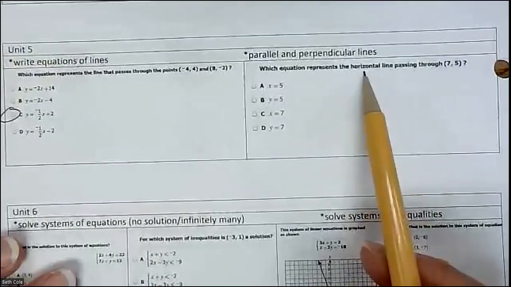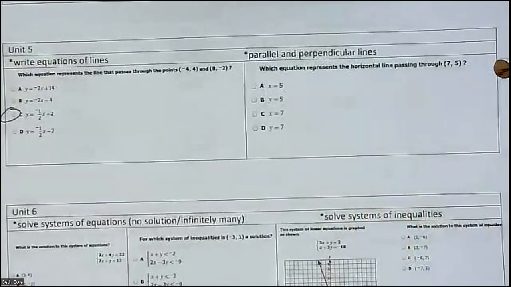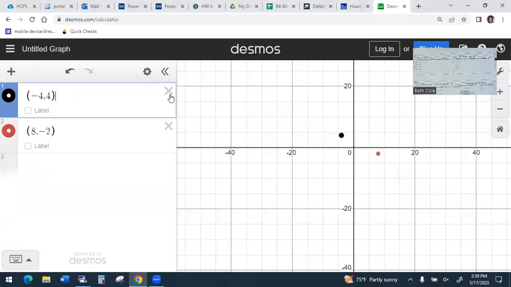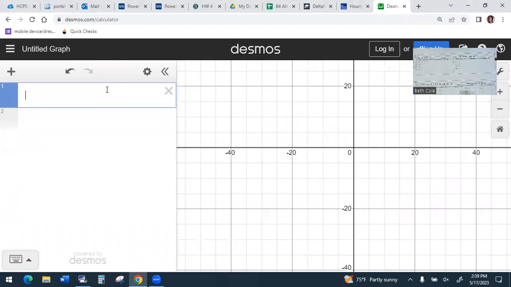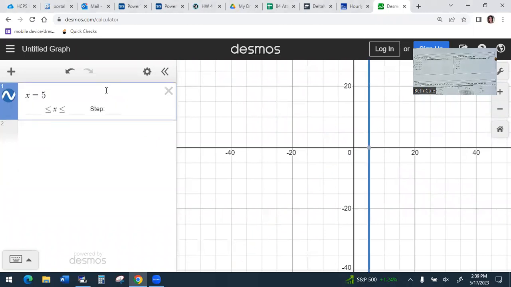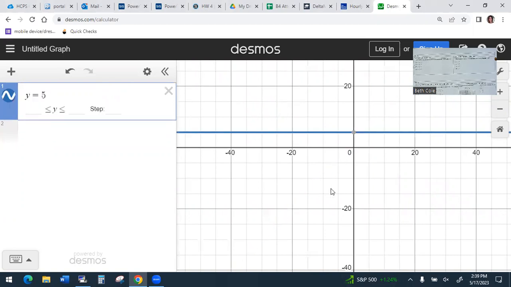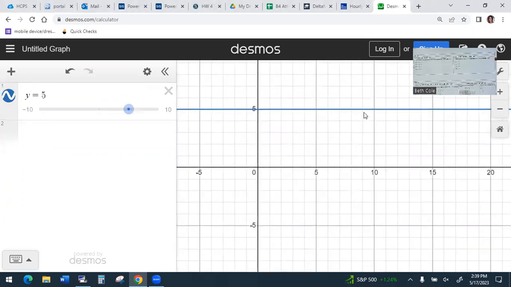All right, horizontal line through this point. Again, you can type them in one by one and pick the one. Well, you have to know what horizontal means though. So let's talk about that. Which way is horizontal? Yeah, across, like side to side, like the horizon. If you type x equals 5, is that horizontal? No. How about y equals 5? And would that go through the point 7, 5? Like, is 7, 5 going to be on here? I don't know that I'll be able to land on it exactly. Oh, I did. Look at that. 7, 5. That's your answer.